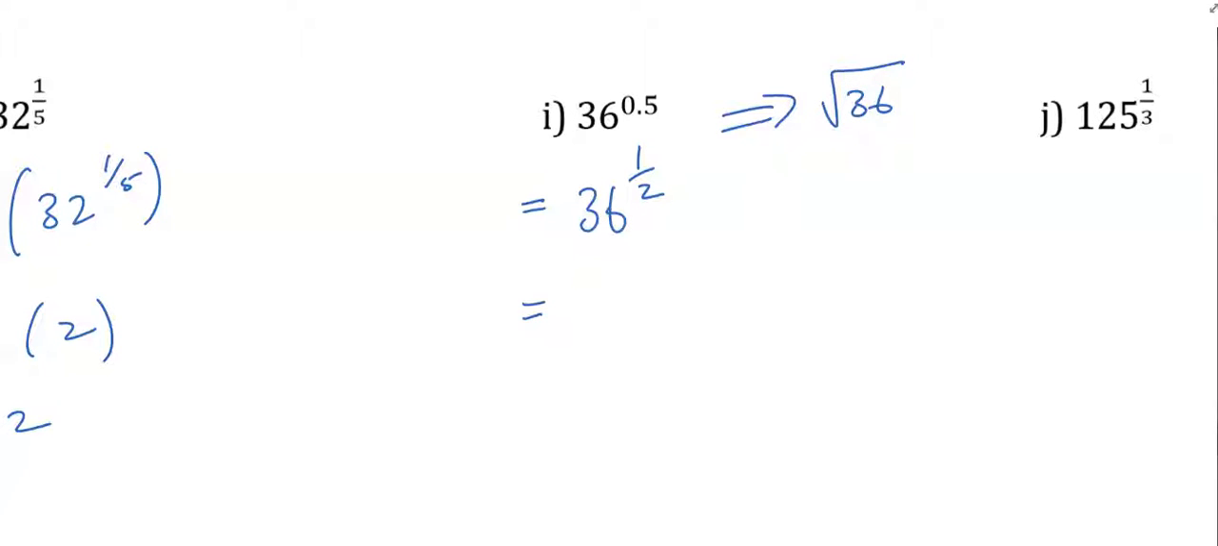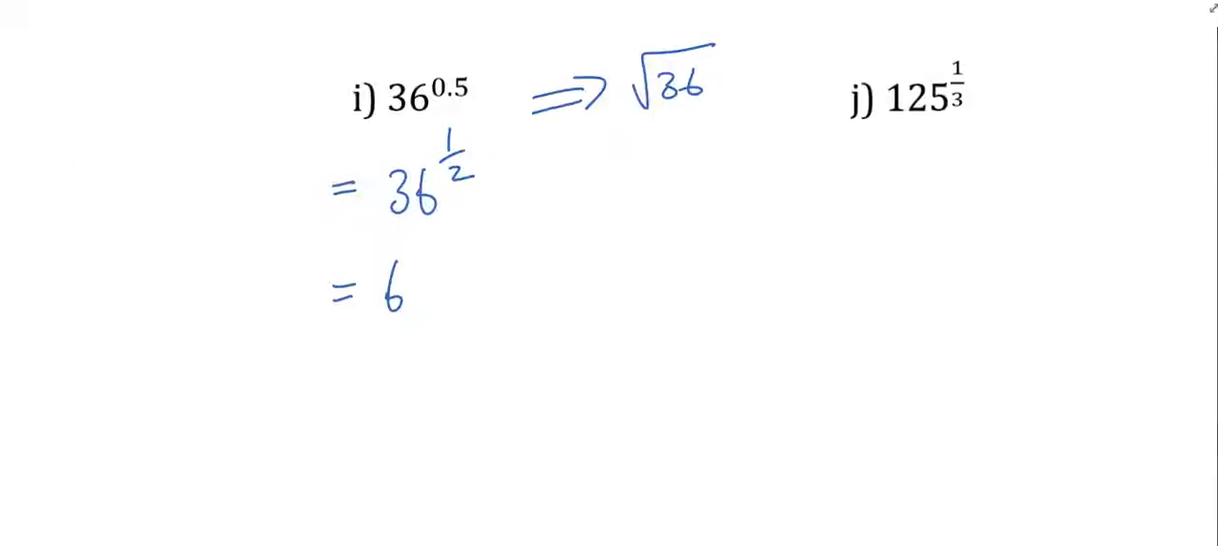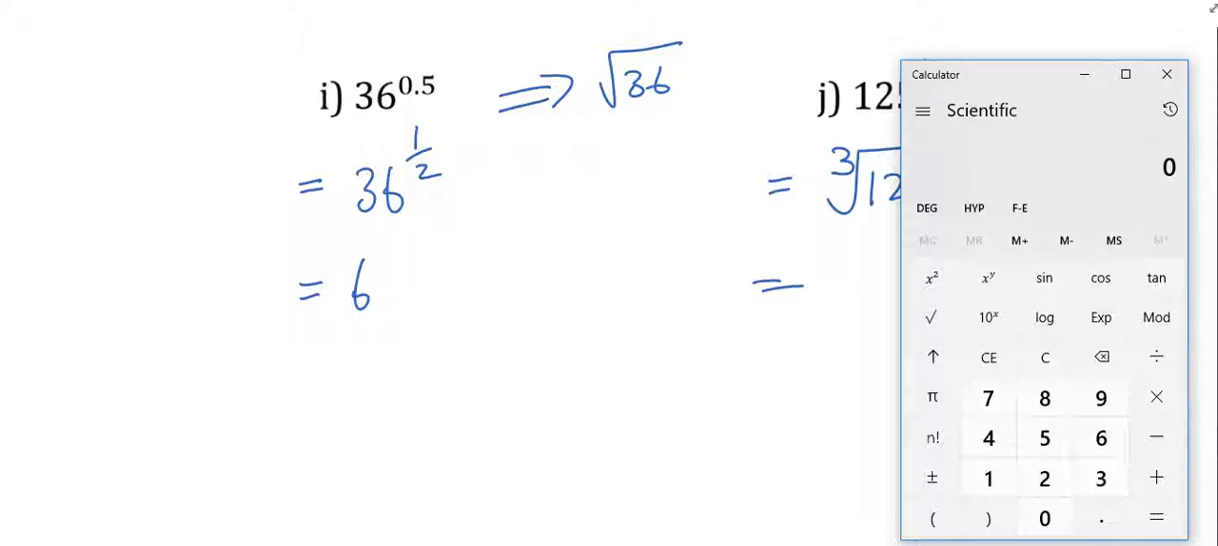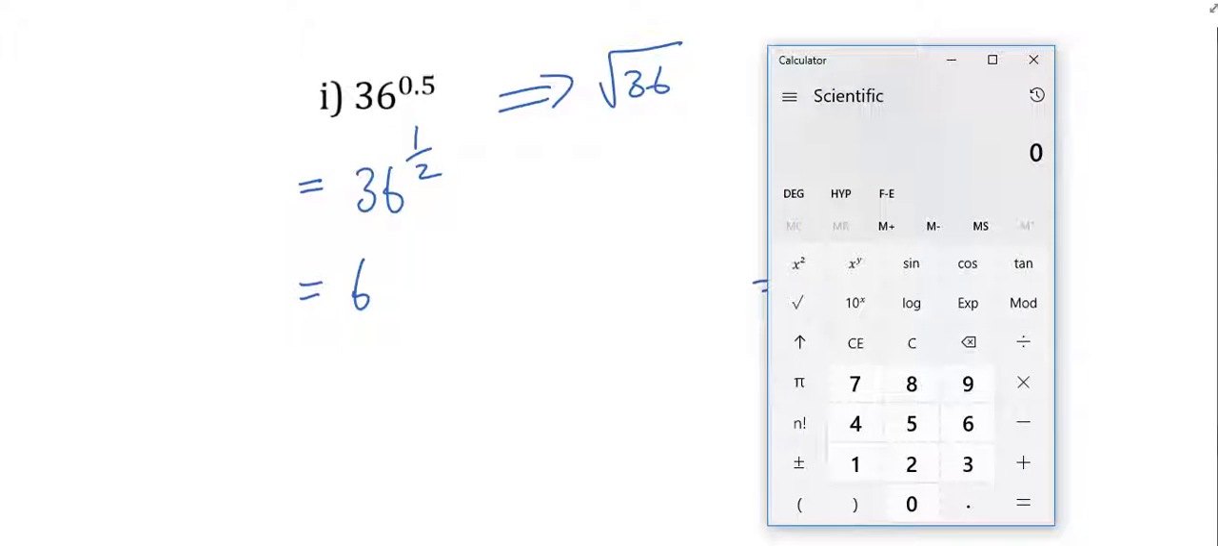125 to the 1/3. So again, this is the third root of 125. What's that going to give you? I wonder if this calculator on the computer has this. Nope. Doesn't look like it. Who's got this one? 5. 5 times 5 times 5. What number times itself 3 times gives me the number inside the sign there? That's what it's saying. Good.